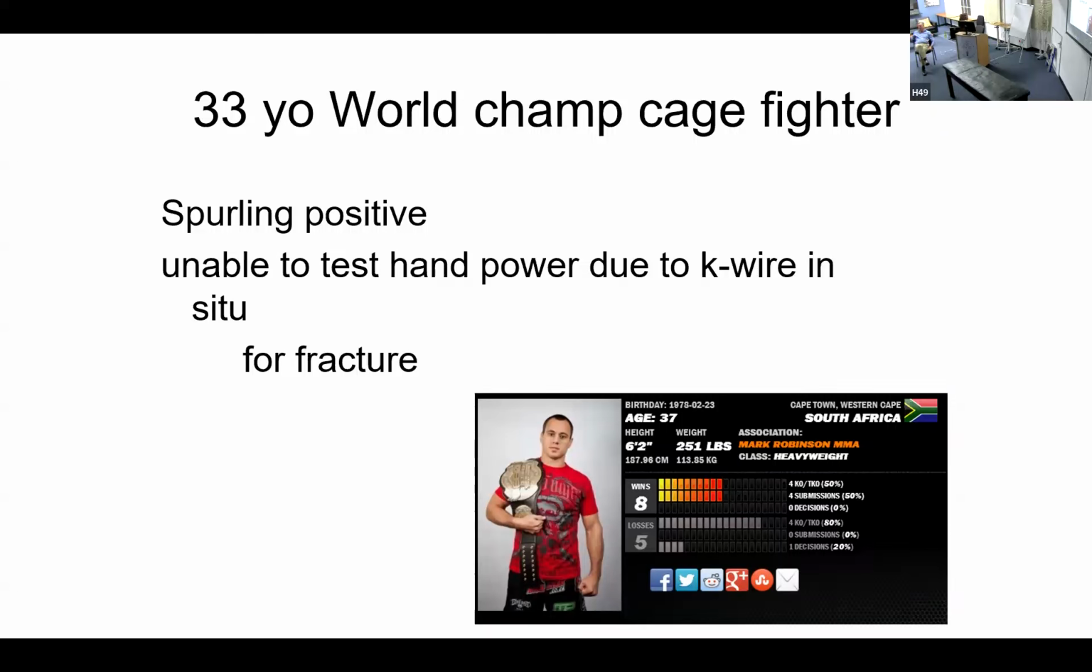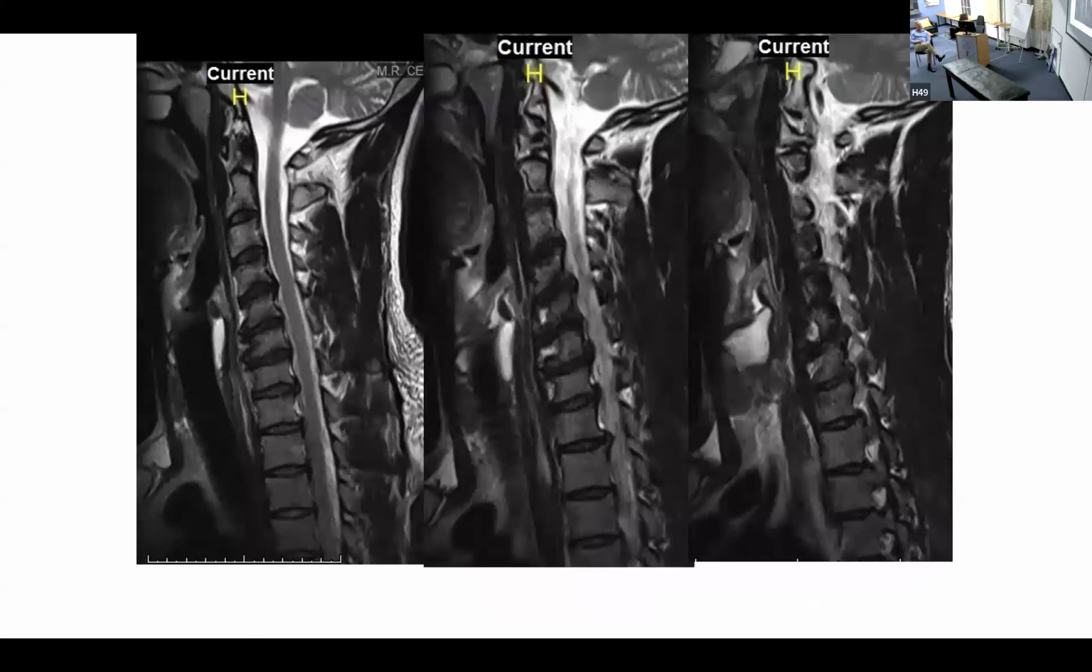Okay, Spurling's was positive, big bloke, okay? I was unable to test his hand power because he had a plate holding a metacarpal together where he'd broken it from the last fight. You know how these guys fight? I actually got a video, but I don't think it's going to play. You fight till you submit, eh? Or you pass out.